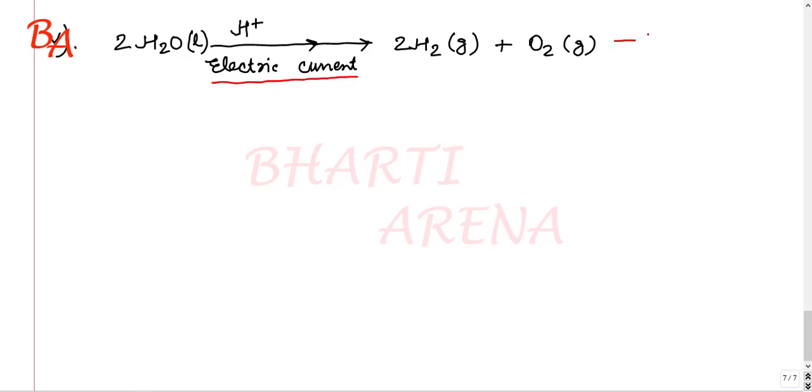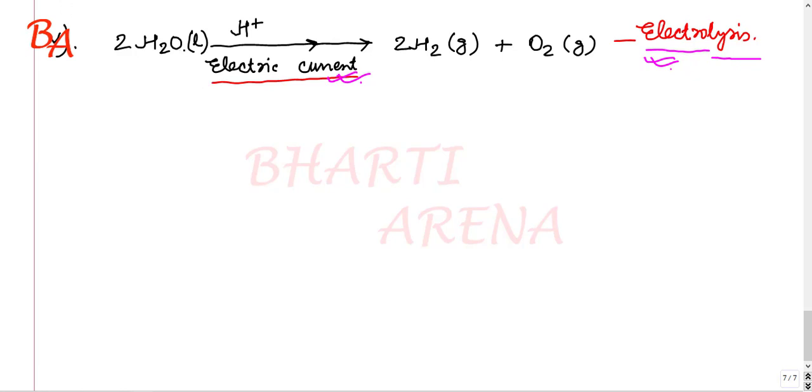So such reactions are called electrolysis. So what does electrolysis mean? Electro means electric current and lysis means decomposition. So the decomposition reactions which take place due to electric current are known as electrolysis.